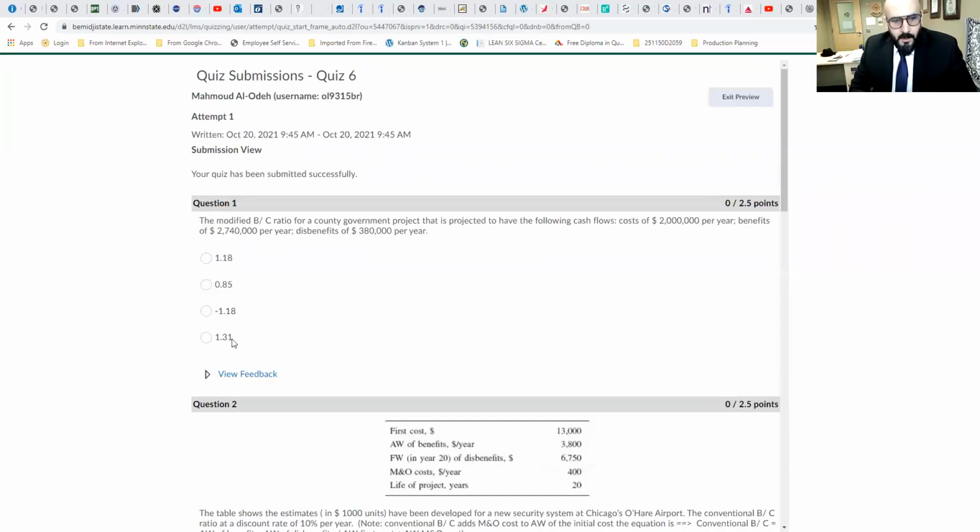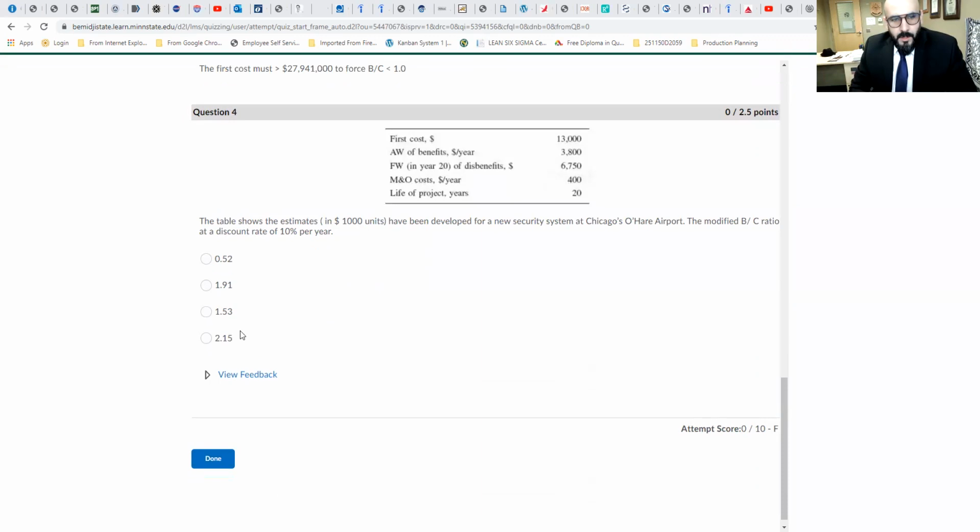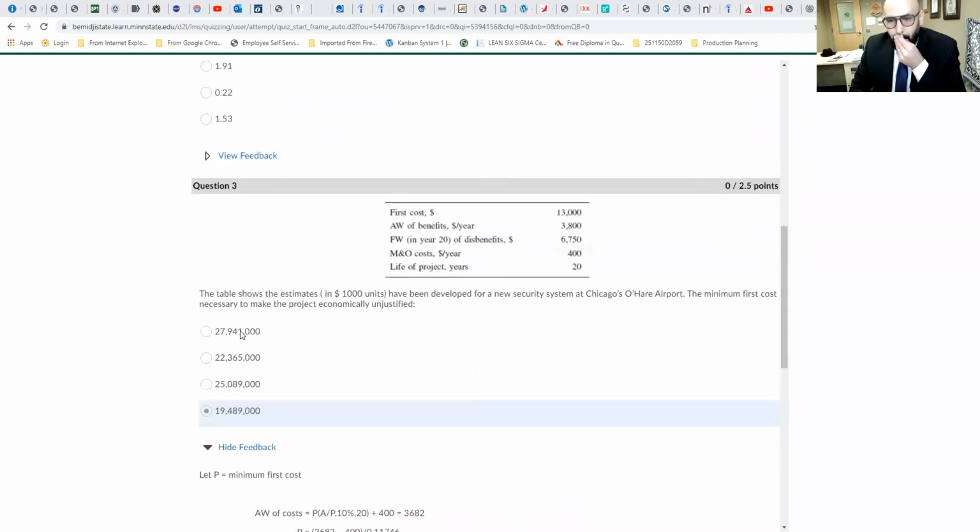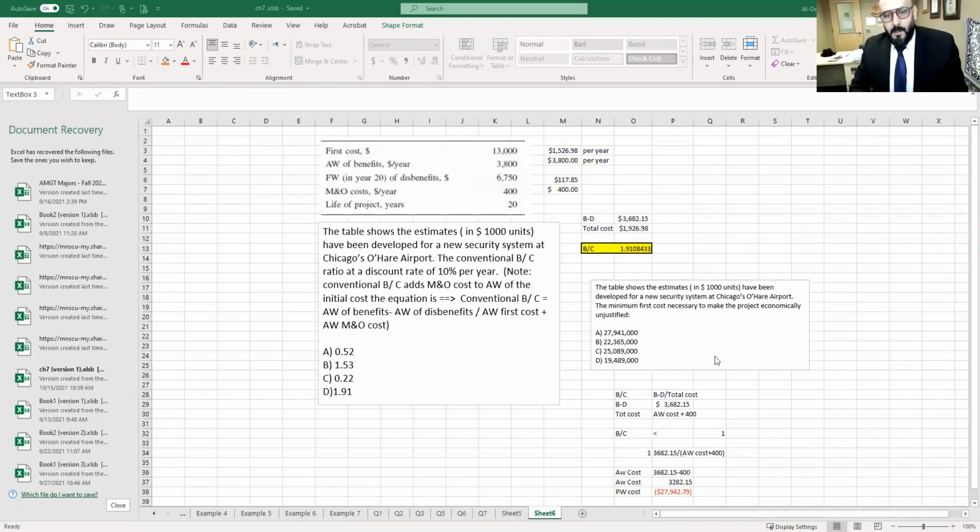Hello, everyone. I received a question on one of the quizzes, quiz 6, actually. The question is asking you to find the minimum first cost to make the project uneconomically justified. That's a good question, and I appreciate the person who asked it. So let's go over to Excel and show you how to solve this particular question.